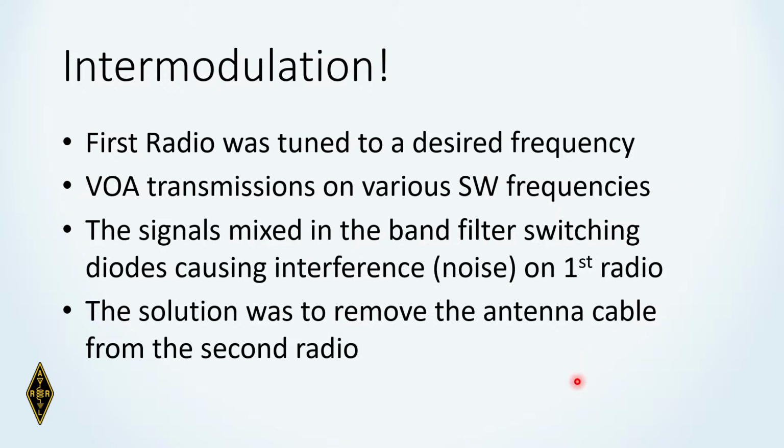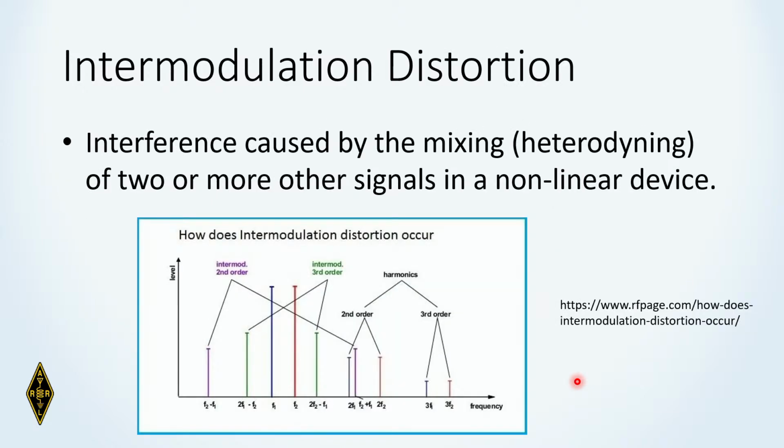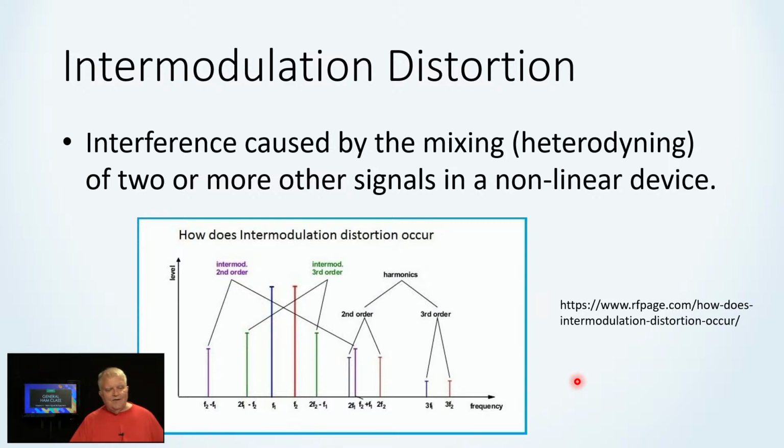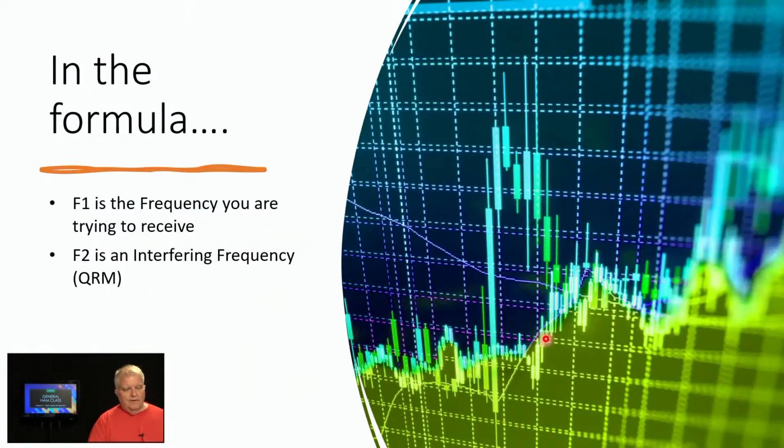The solution: I had to remove the antenna cable from the second radio any time I wanted to use the first radio on my beam antenna. I QRM'd myself. So that's intermodulation distortion, which is interference caused by mixing or heterodyning two or more other signals in a non-linear device. And we're going to look at a formula here in a second.